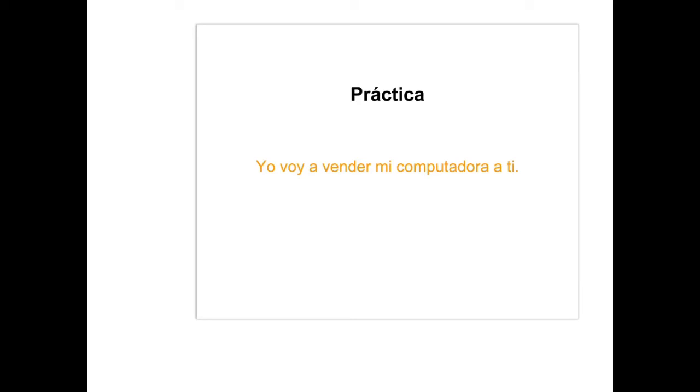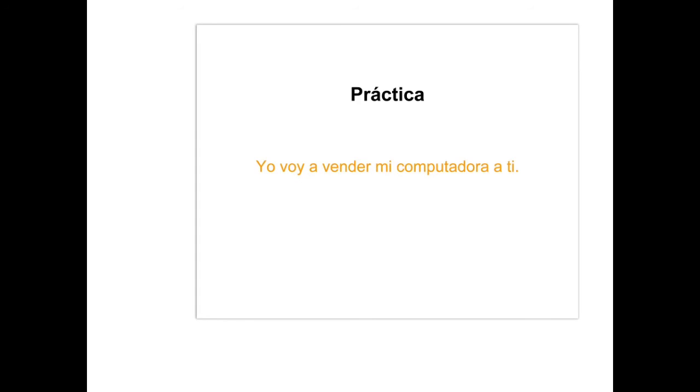Now let's check for understanding of the indirect object pronouns by comparing your answer with the answer I will show you on the screen. The sentence, yo voy a vender mi computadora a ti, means I am going to sell my computer to you. In order to find my indirect object, I'm going to ask the question to whom or for whom, and using the verb from the sentence. So my question will look like this. To whom am I going to sell my computer? The answer to that question is a ti, to you. So to you becomes my indirect object.